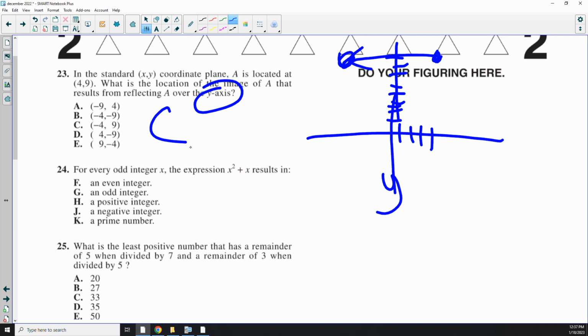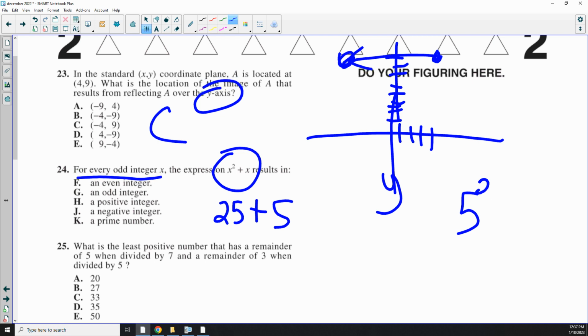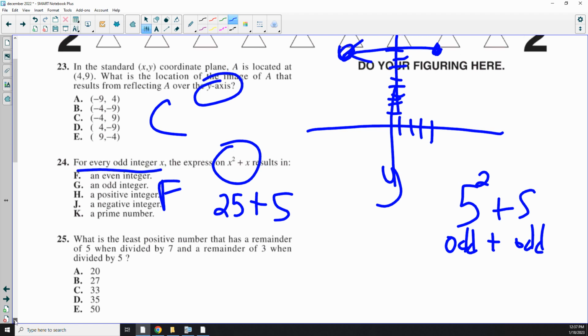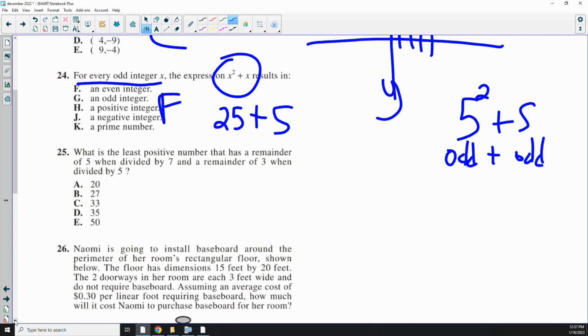Number theory, they love it. Take an odd number like 5, square it, and add 5. Well, when you square an odd, you get an odd. When you add 2 odds, you get an even. So the answer is always an even number. Properties of odd and even there.